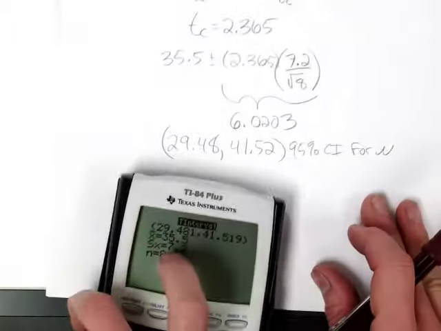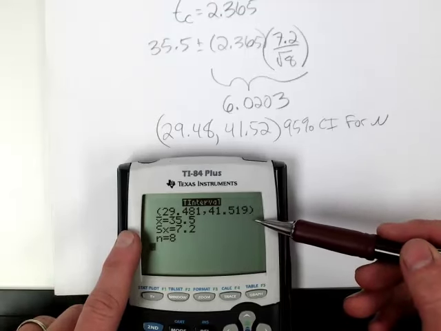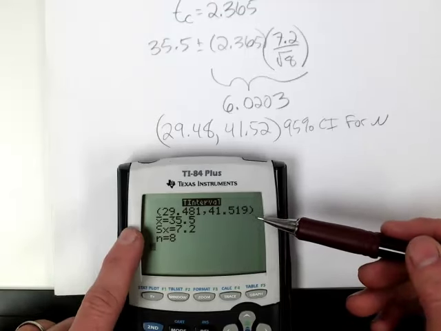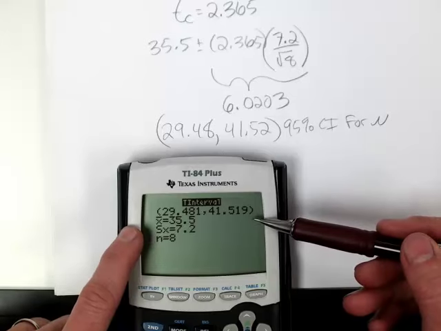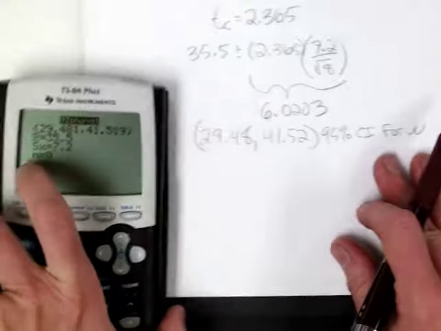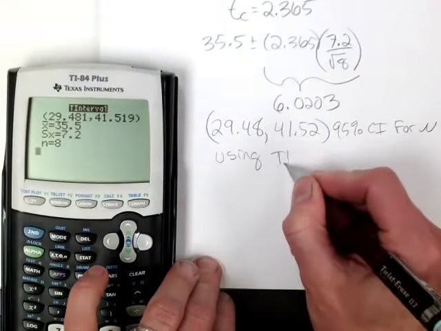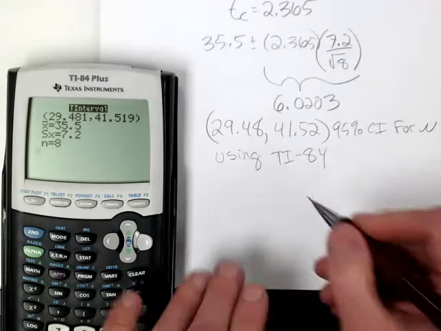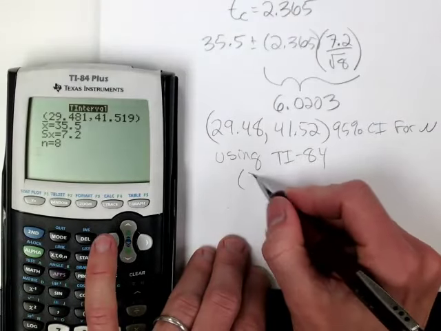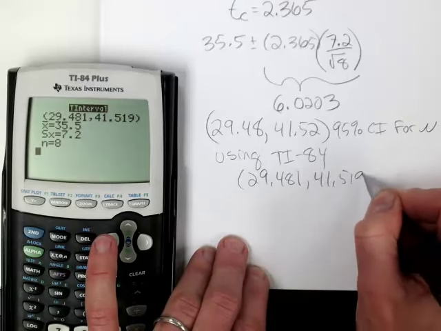Okay, so you'll see that the calculator gives the interval just about the same, rounding to the hundredths place, as the one I got by hand. Okay, so using the calculator is fine. I will later show you how to use StatCrunch to get the same information. Okay, so we have 29.481 up to 41.519.